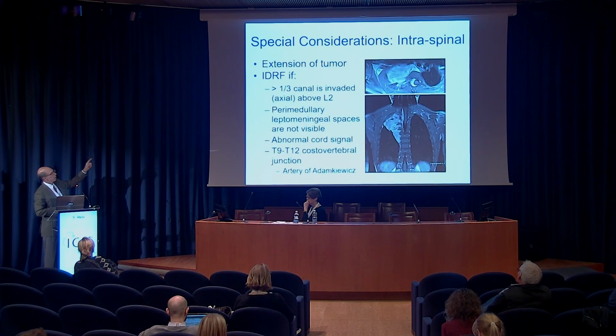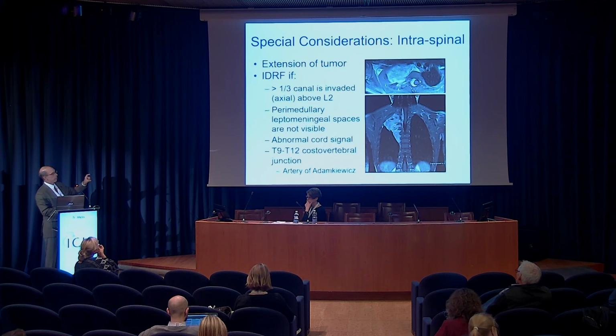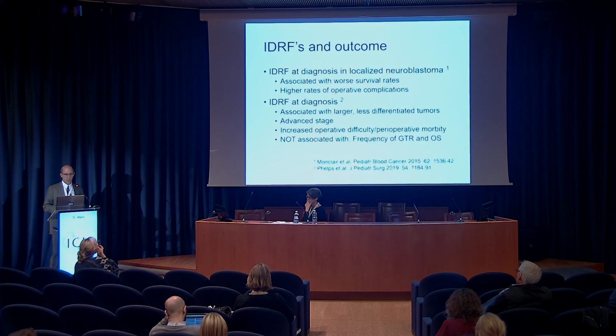Other special considerations: intraspinal extension of the tumor into the spine. It is considered an image-defined risk factor if greater than a third of the spinal canal is invaded, so this would qualify. If you have obliteration of the perimedullary leptomeningeal spaces, if you see abnormal signal within the spinal cord at any level, or if your tumor extends into the spinal canal at the T9 to T12 level, where the artery of Adamkowitz typically arises, those are considered image-defined risk factors, things the surgeon really needs to be aware of.